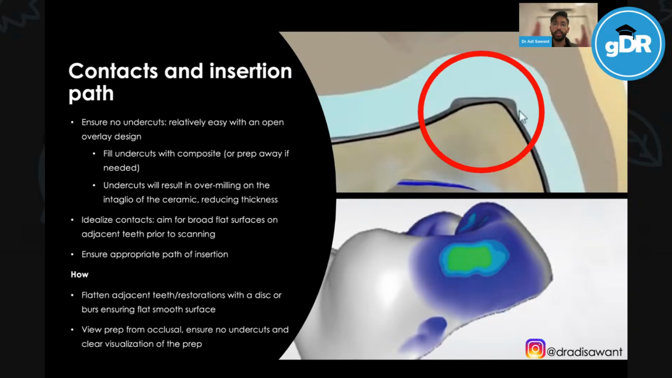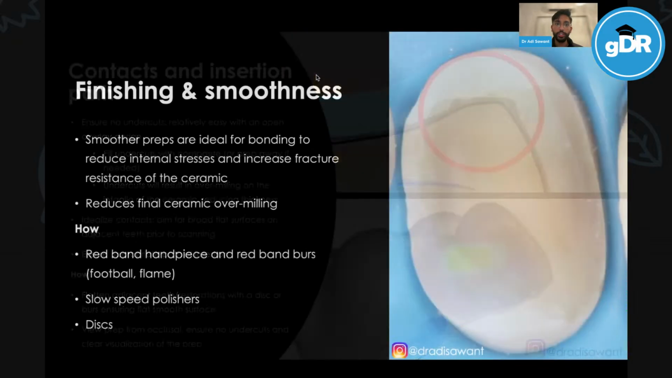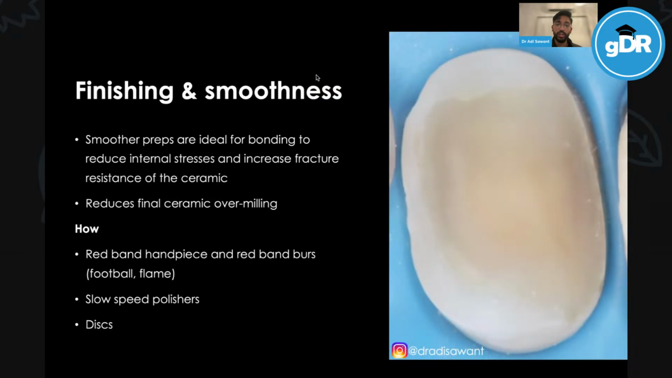You can also polish up your adjacent contacts, make them nice and broad, use a disc or a burr for that. In terms of finishing and smoothness, it reduces the risks of those kind of final things. You can see we've done a deep margin elevation here and we've re-exposed some of the enamel here, but there's no real dentine exposed, right? It's going to reduce those internal stresses, increase fracture resistance of the ceramic. You can use slow speed polishers, discs, again, red band handpiece, footballs, flames, whatever you'd like, right? Just figure out one thing and be efficient with it.